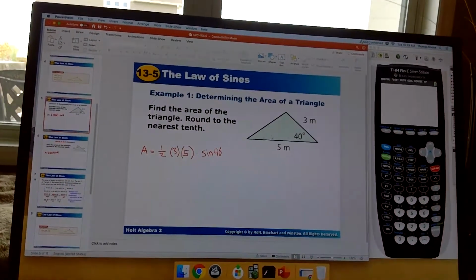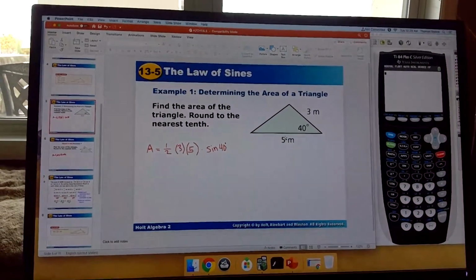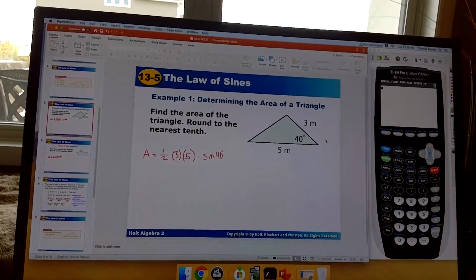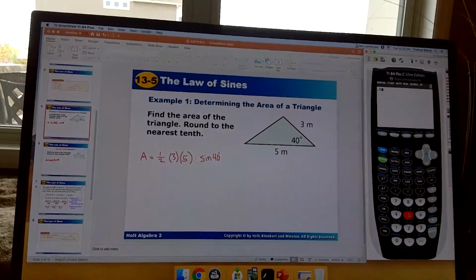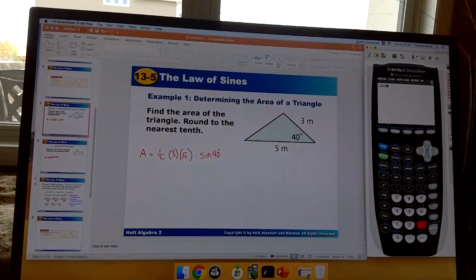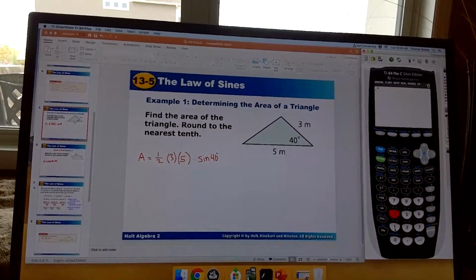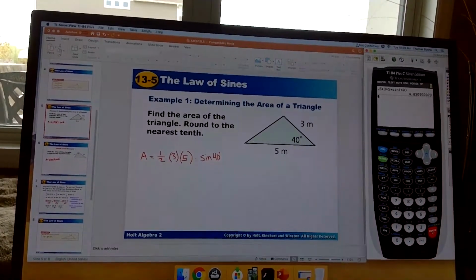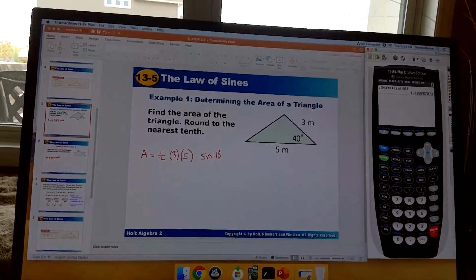Here's a triangle. These sides are 3 and 5, and the angle in between them is 40. So we're going to take half of 3 times 5 times the sine of 40. Just do that on the calculator here real quick: 1/2 times 3 times 5 times the sine of 40 degrees. Make sure you're in degree mode once again, otherwise that messes it all up. There's our area. It's 4.8, and in this case it would be square meters.